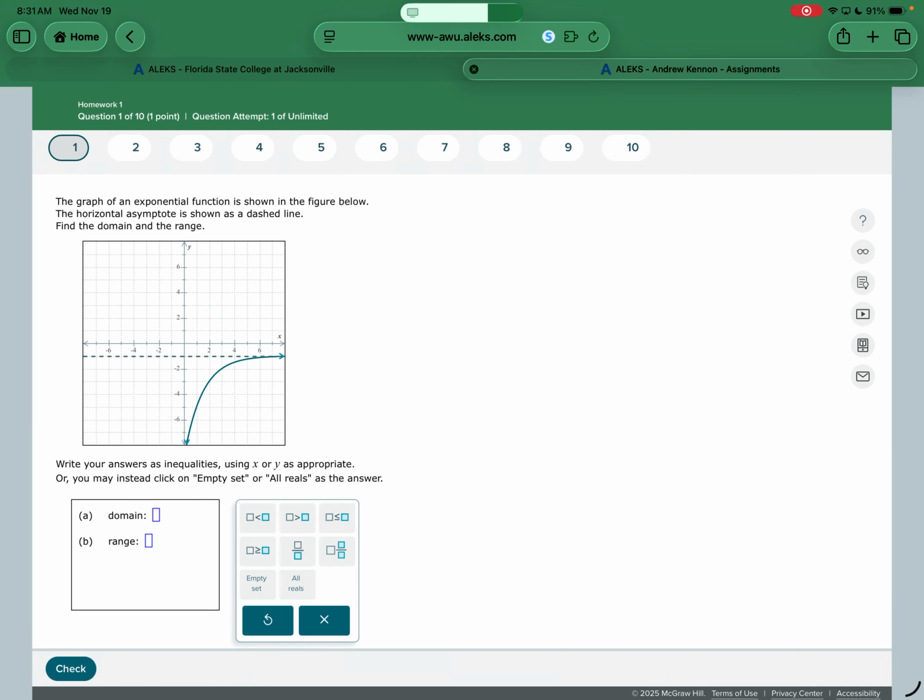That should work on there. That's the exponential. I probably don't even have.